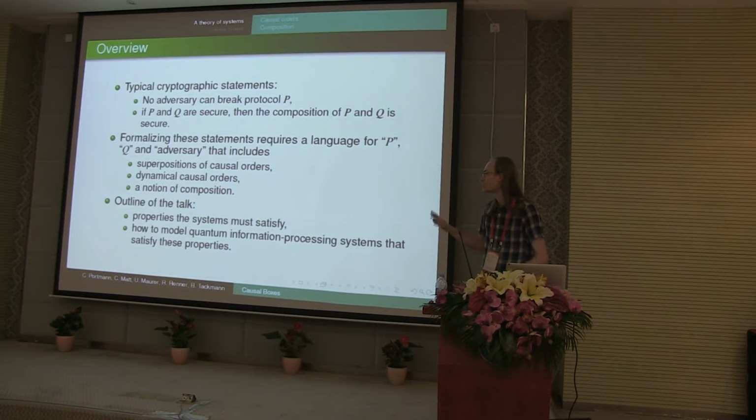So this talk is two parts. In the first part, I'm just trying to give you some motivation of what we expect from a theory of systems. So from some formalization of what is P, what is Q, what is an adversary. And then I'll give you one solution we came up with, which has all the properties we want.